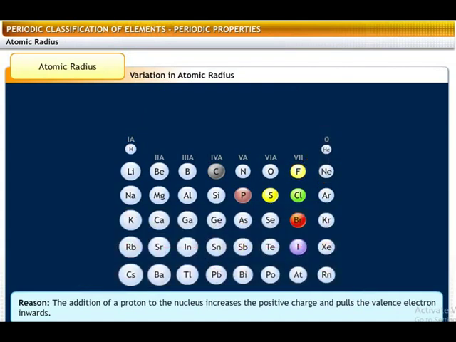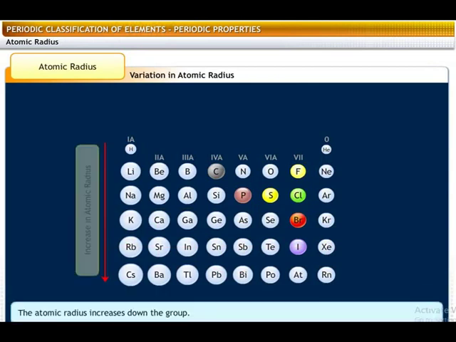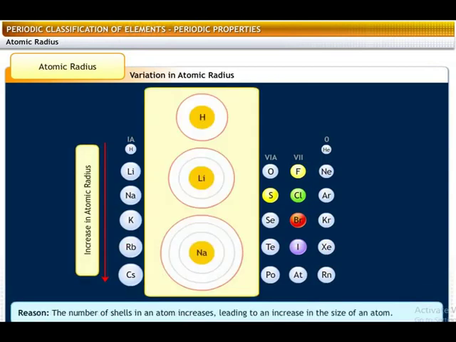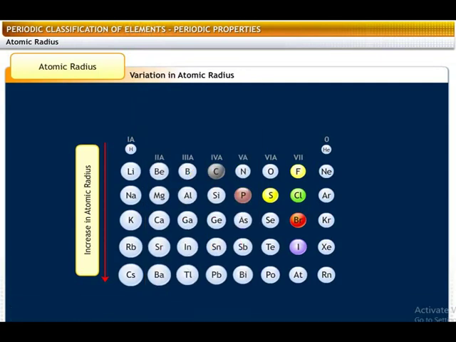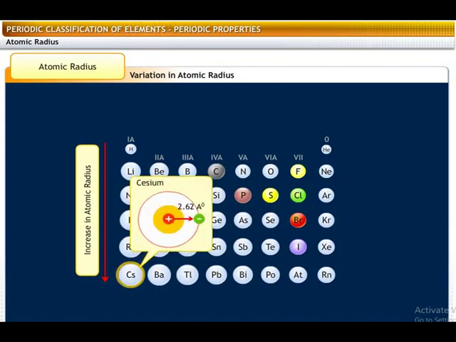On the other hand, atomic radius increases down a group. This is because when you go down a group, electrons enter a new principal energy level, and the number of shells in the atoms increases. Therefore, the size of an atom increases down the group. In the periodic table, cesium, Cs, an alkali metal, has the highest atomic radius of 2.62 angstrom units.